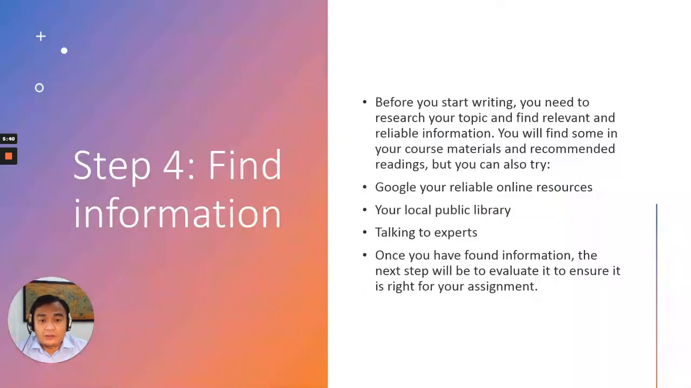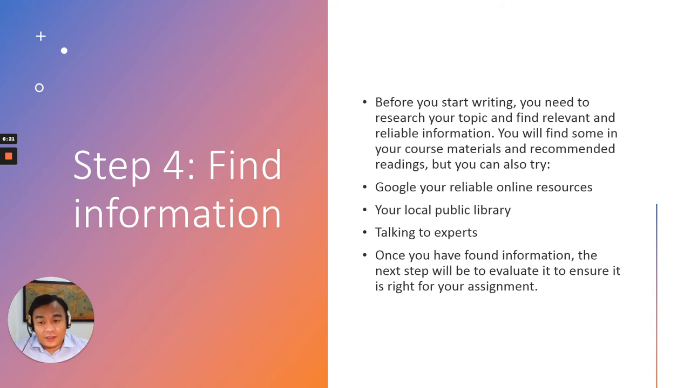Step 4 is to find information. Before you start writing, you need to research your topic and find relevant and reliable information. You will find some in your course material and the recommended readings that are listed. But you can also try Google, reliable online resources, and your local public library. I don't think students go to the public library or university library anymore nowadays. You can also talk to experts. And once you have found the information, the next step will be to evaluate it to ensure that it is right and relevant to your assignment.